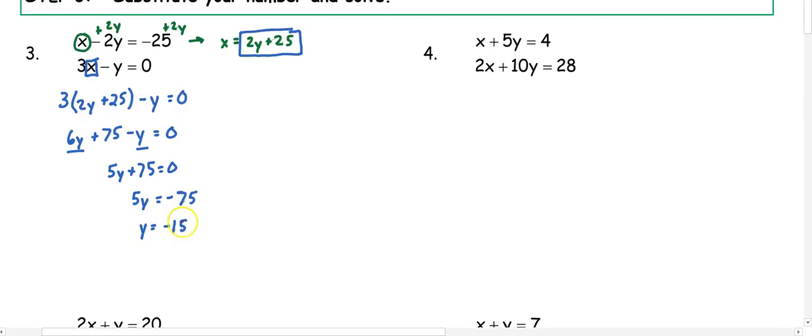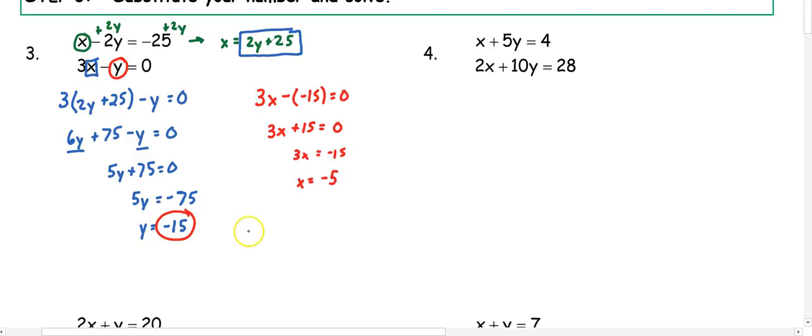Once we know y is negative 15, we have to go back and solve for x. So I'm going to take the y value and substitute it into the second equation. It doesn't matter which one you use, but this time I'm going to use the second. So 3x minus parenthesis negative 15 equals 0. Remember, two negatives make a positive, so 3x plus 15 equals 0. We're going to subtract 15 from both sides and then divide. So we get x is negative 5. So our ordered pair would be negative 5 comma negative 15.